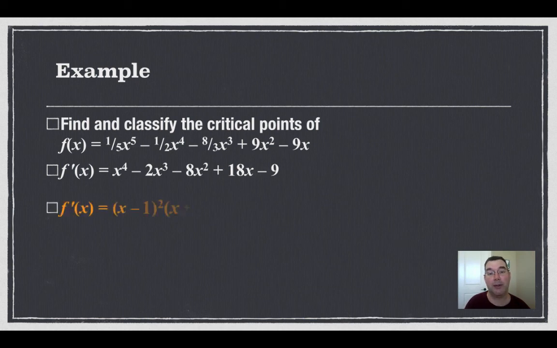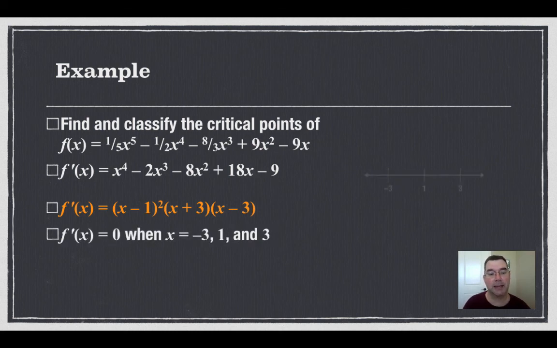So I need to figure out where that's equal to 0, and if I do that, I can factor it and get x minus 1 times x minus 1 again, times x plus 3 times x minus 3. So what I will have is the first derivative equaling 0 whenever x is equal to negative 3 or positive 1 or positive 3. So I set up my number line and I put tick marks by those three numbers.